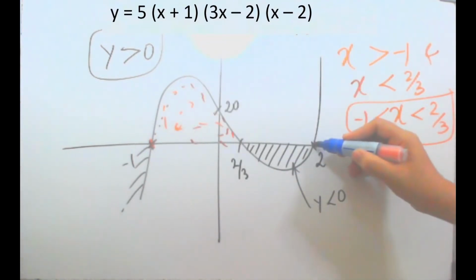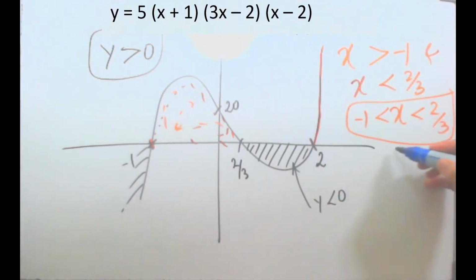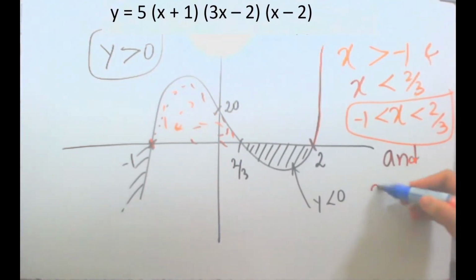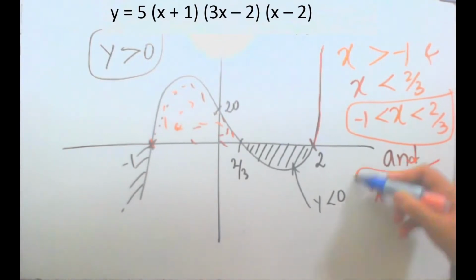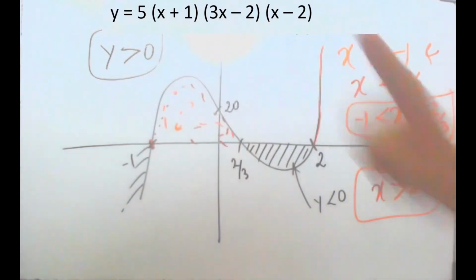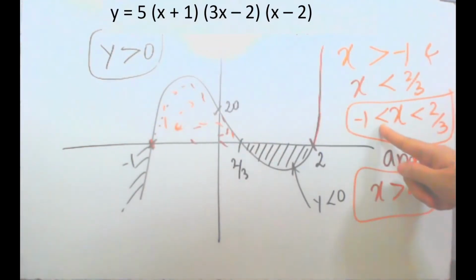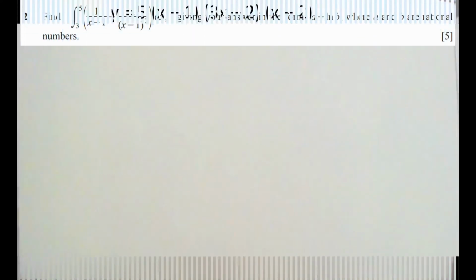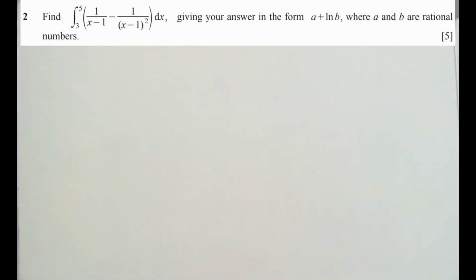But as you can observe from the graph, y is greater than 0 after 2 also. So, and x greater than 2. So there are two sets of values of x that satisfy y greater than 0. And the answer is this box and this box here. Okay, now on to question number 2.